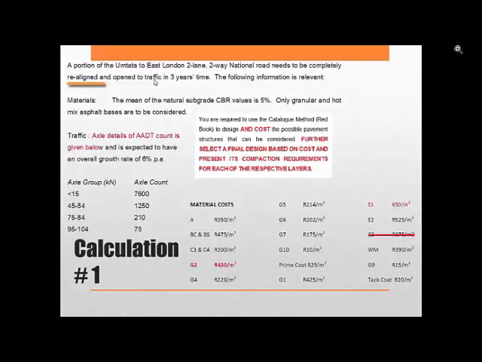the time when it will be opened for use, subgrade information, granular and hot mix fill spaces are to be considered when looking at the catalogues, a growth rate of 6%, and axle count data to calculate your traffic. You're also provided with material costs.